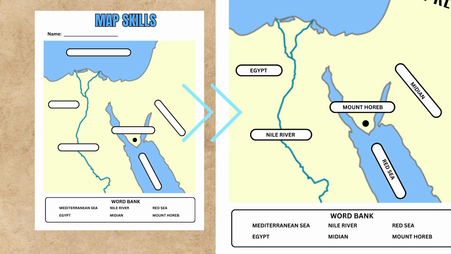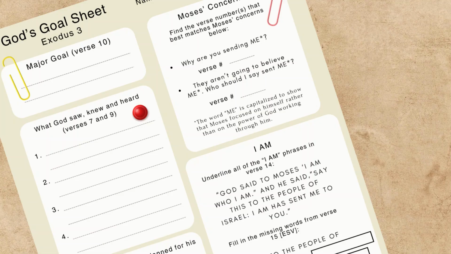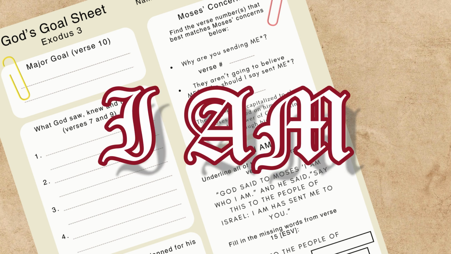Students learn map skills as they plot Egypt, Midian, and Mount Horeb on a map. They then complete God's goal sheet, which identifies God's description of himself as the I Am.